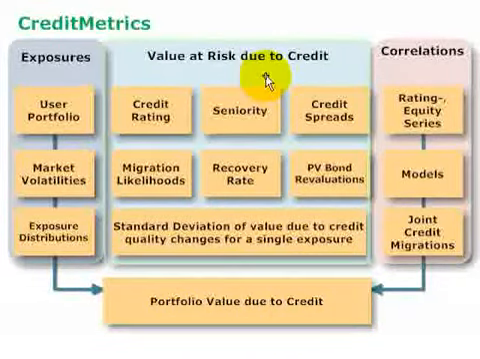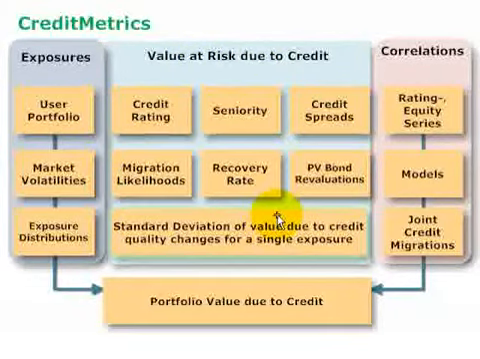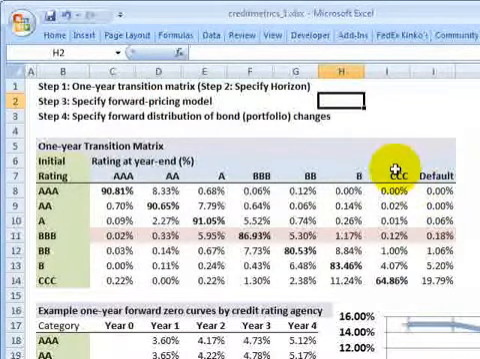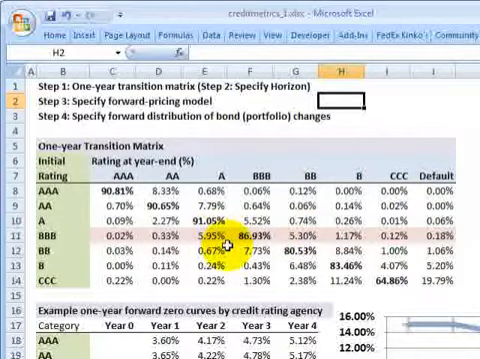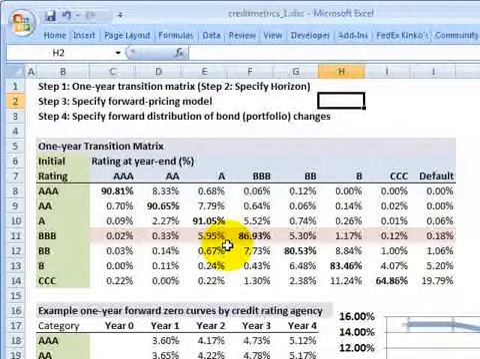So now I'll switch over to the spreadsheet and show you the example of this first all-important step in the CreditMetrics framework. Here's the spreadsheet that illustrates that first building block in CreditMetrics. I'm using numbers from the original CreditMetrics technical document, and I will upload this spreadsheet to the member page for those who'd like to take a closer look.